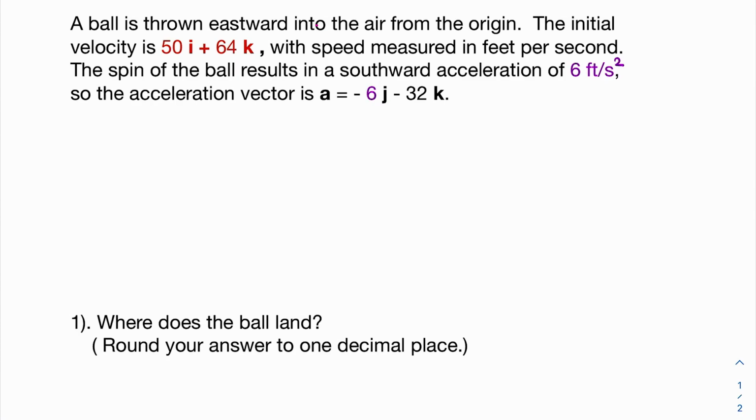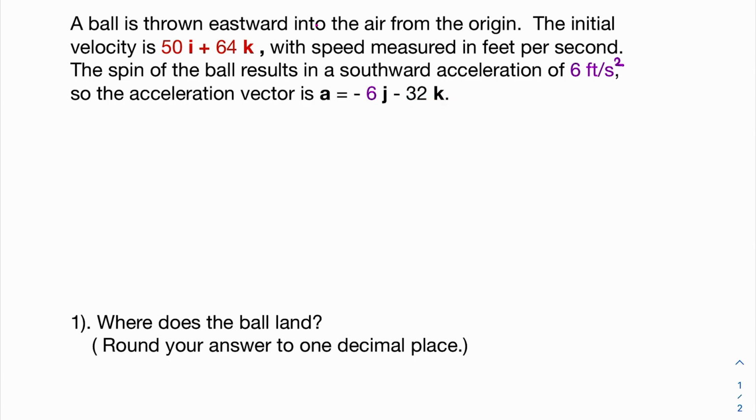Let's go over this problem. A ball is thrown eastward into the air from the origin. The initial velocity is 50i plus 64k, with speed measured in feet per second. The spin of the ball results in a southward acceleration of 6 feet per square second. So the acceleration vector is a equal to -6j minus 32k.